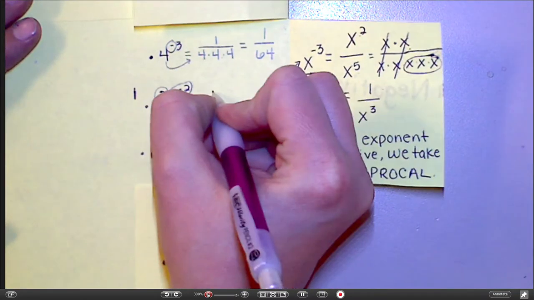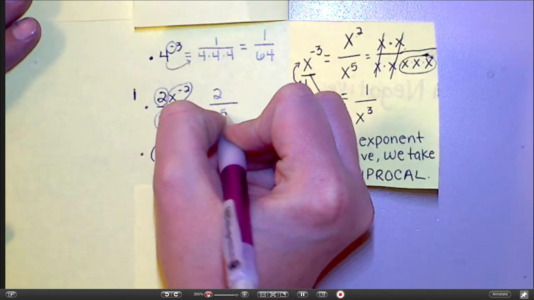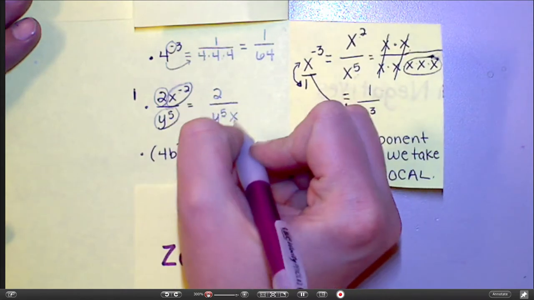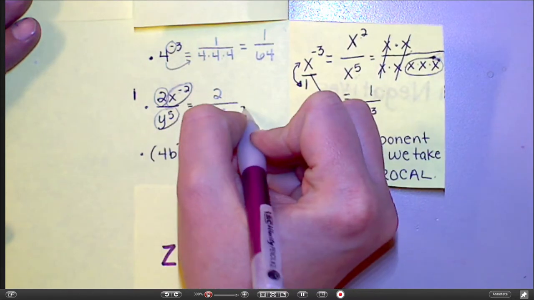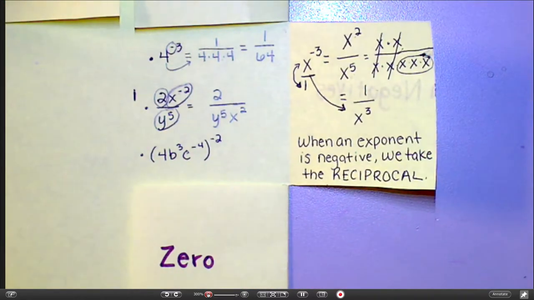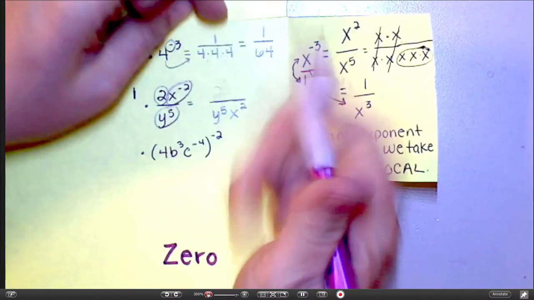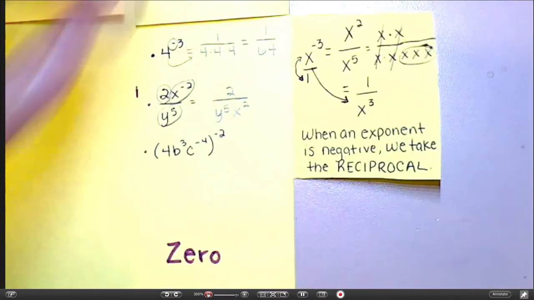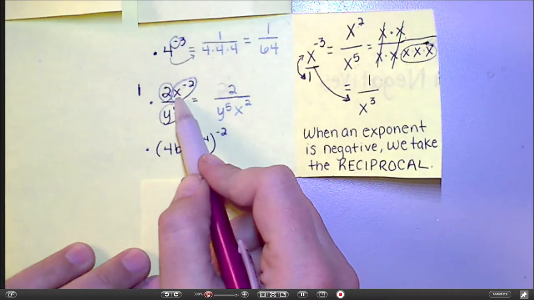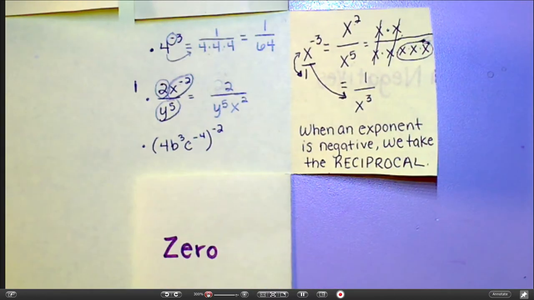So the 2 is going to stay put. The y to the 5th is going to stay put. And all that's going to happen is this x is going to move downstairs with the y. And now that it's moved, it's happy, so that exponent of 2 is going to become positive. I guess I can move this 2 over a little bit, put it right in the center, and that's what your answer would look like. So the only thing that moved is the x to the negative 2. That moved downstairs. Everything else stayed right where it's at.